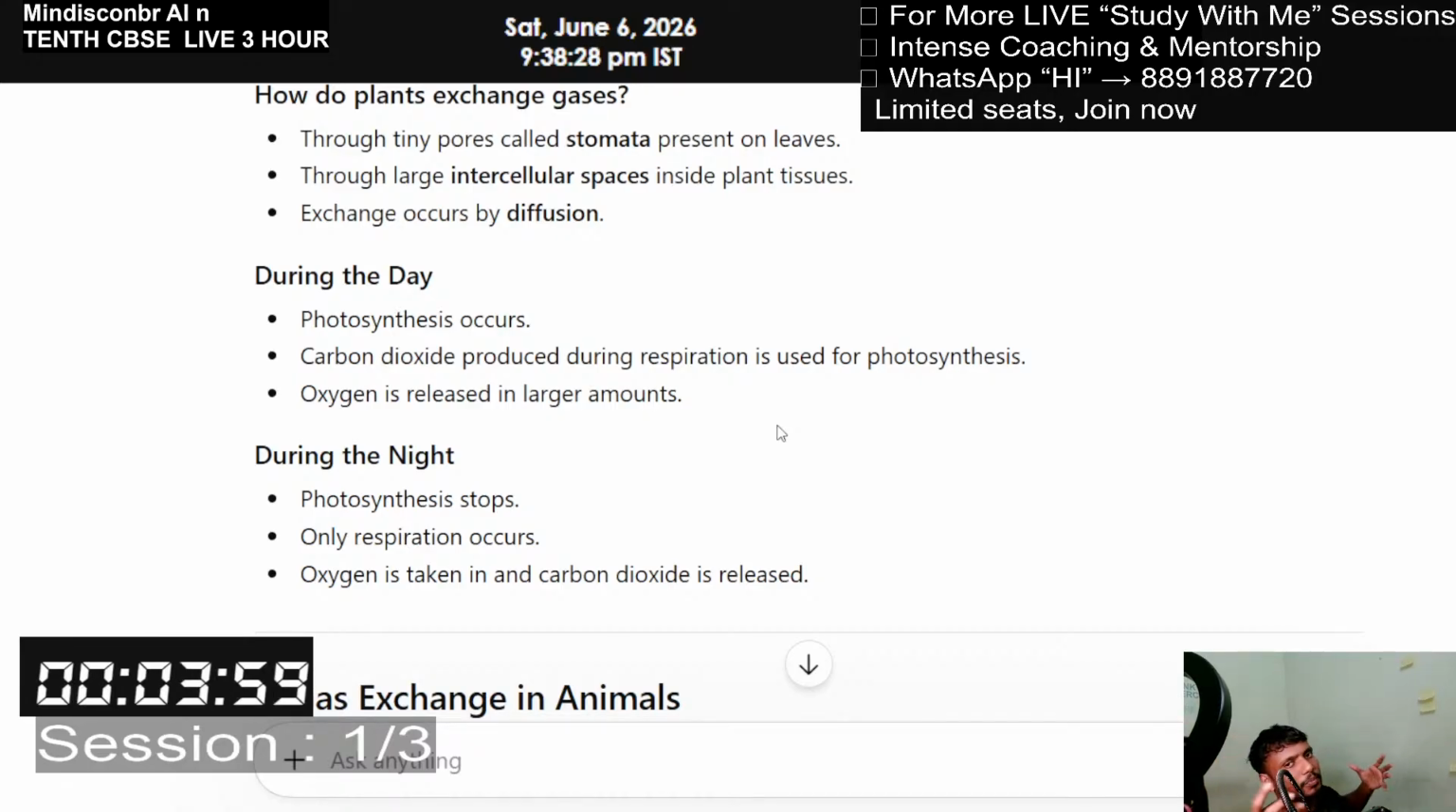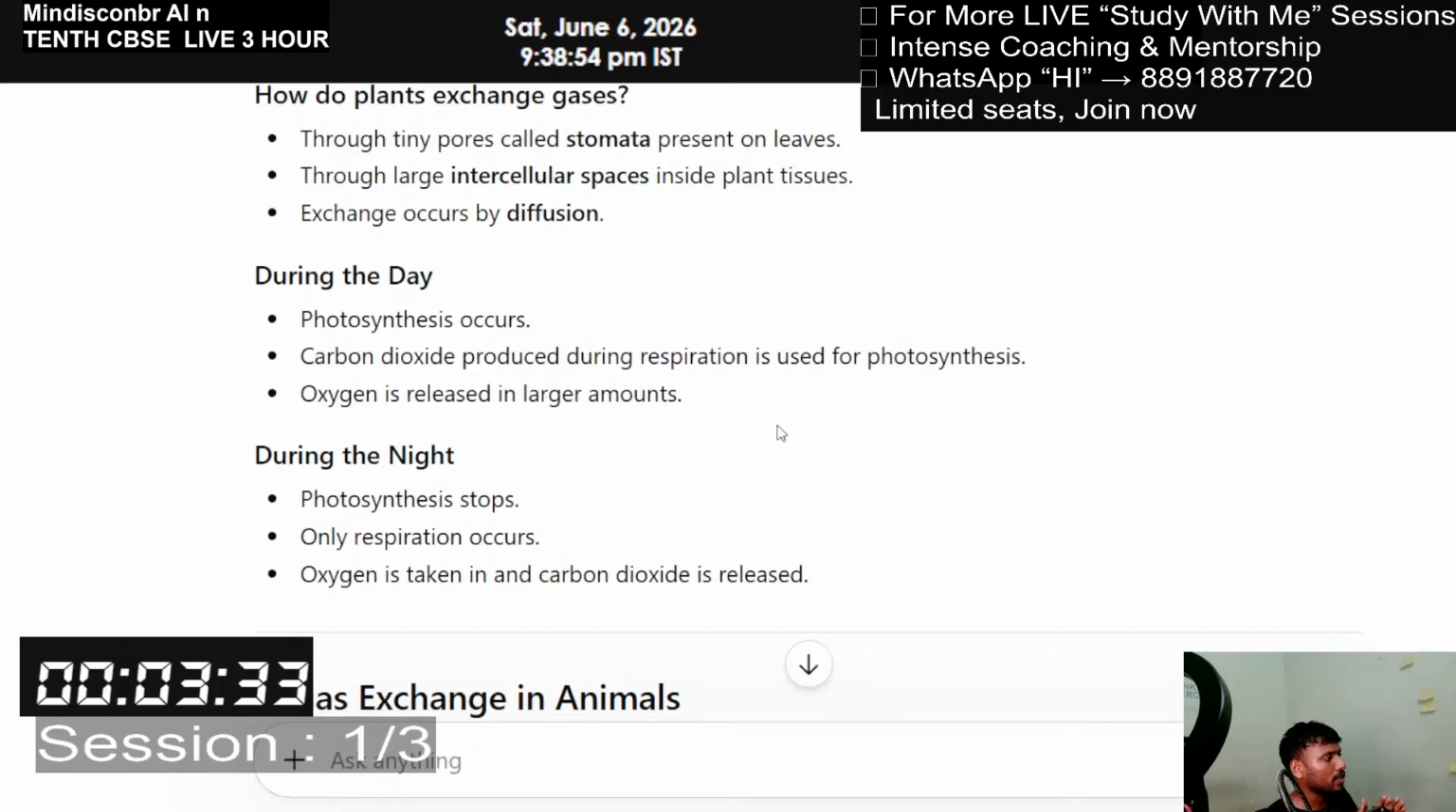That's why we say plant more trees. Why plant more trees? Because they release that much fresh oxygen. So, carbon dioxide produced as a result of respiration is used in photosynthesis, and oxygen is released in larger amounts. That happens during the day.